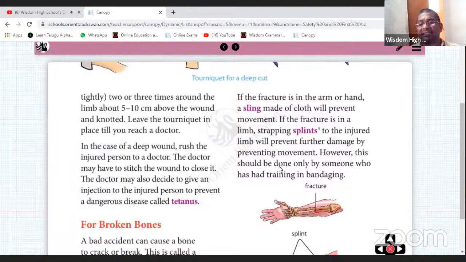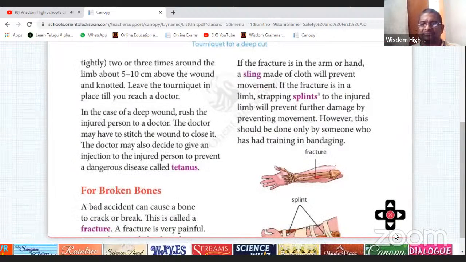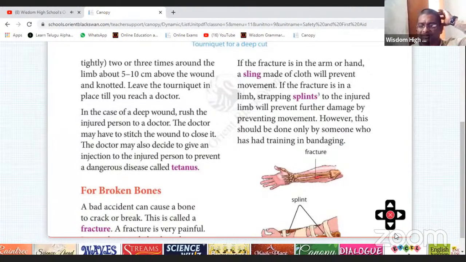However, this should be done only by someone who has had training in bandaging. Yes. At some places you can identify that a doctor may provide that bandage for the fractured bones. The medical doctor is there. Actually an orthopedic doctor can provide it for setting up the fractured bones. Orthopedician, the bones doctor particularly.